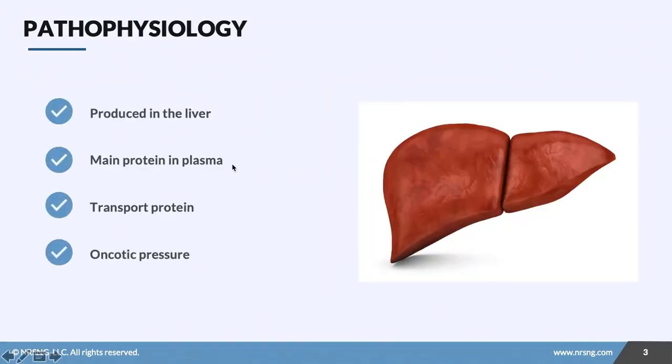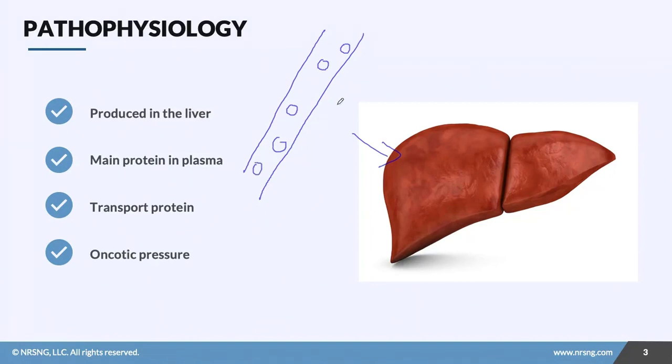Now, what is albumin? What's the pathophysiology of albumin? Well, first of all, albumin is produced in the liver. And I want you to keep that in mind because it's going to come into play here in just a minute. It is the main protein in plasma. So here's a blood vessel, and here's albumin. Albumin is the main protein in our blood plasma. It's also considered a transport protein. What is a transport protein? Well, a transport protein is a protein that other proteins and other things are able to bind onto and travel through the blood system on. So think about how important albumin is just for that, for transporting things through the body.